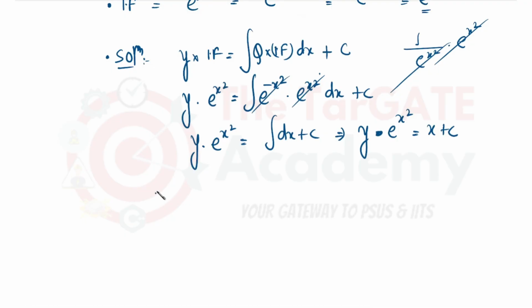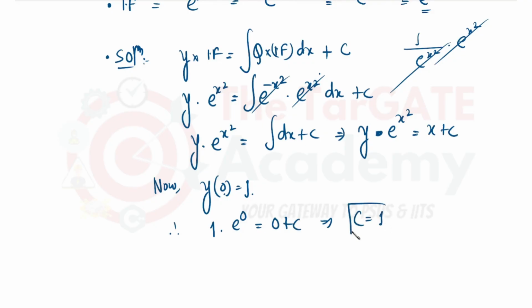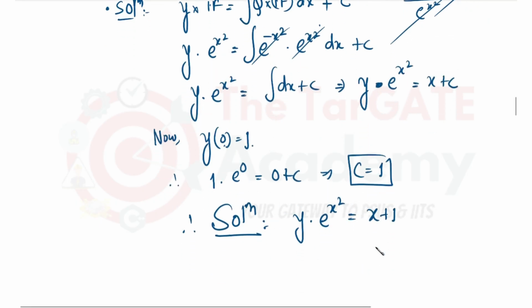And then now you are given y at x equal to 0 is equal to 1. So you will put x का value 0 here. Y is 1 when x is 0. So 1 into e to the power 0 is equal to 0 plus c. e to the power 0 is 1, तो c का value क्या आ जाएगा, 1. Therefore solution जो होगा y into e to the power x square is equal to x plus 1. I can write down y is equal to 1 by e to the power x square into x plus 1, or you can write down e to the power minus x square into x plus 1.